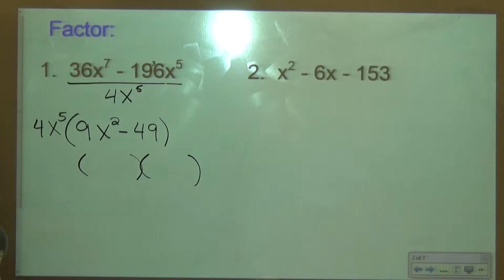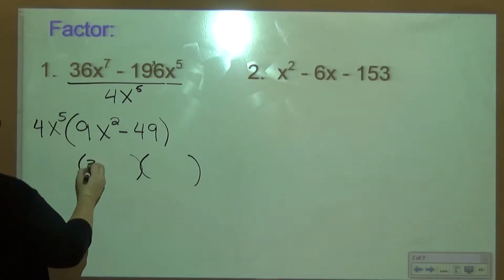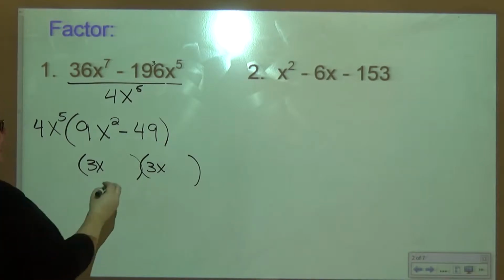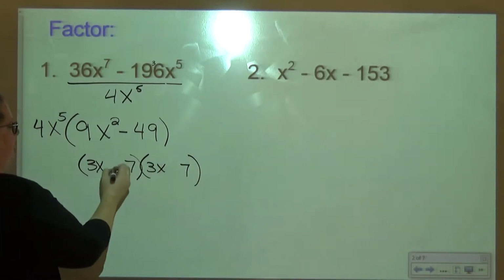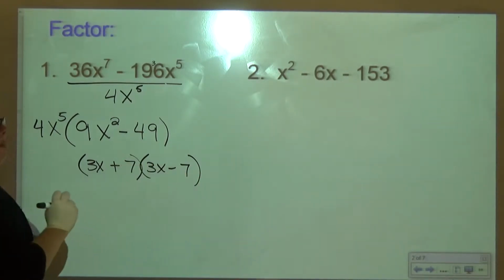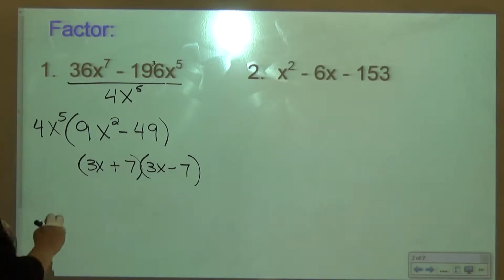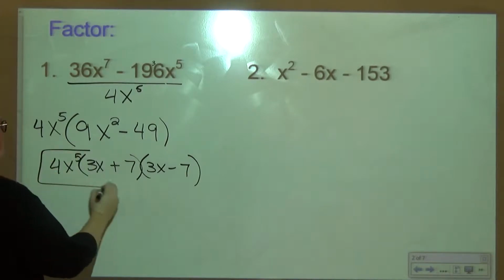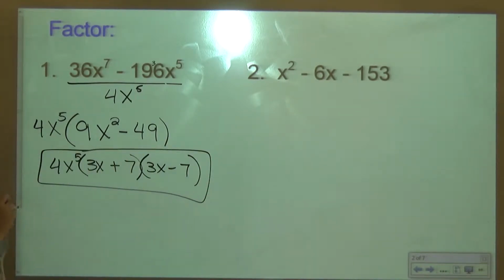What times itself is 9x squared? 3x and 3x. What times itself is 49? 7 and 7. Remember, we need those opposite signs that make that middle term cancel out. And 4x to the 5th, the GCF. Alright, so that's a factor completely, GCF and dots.